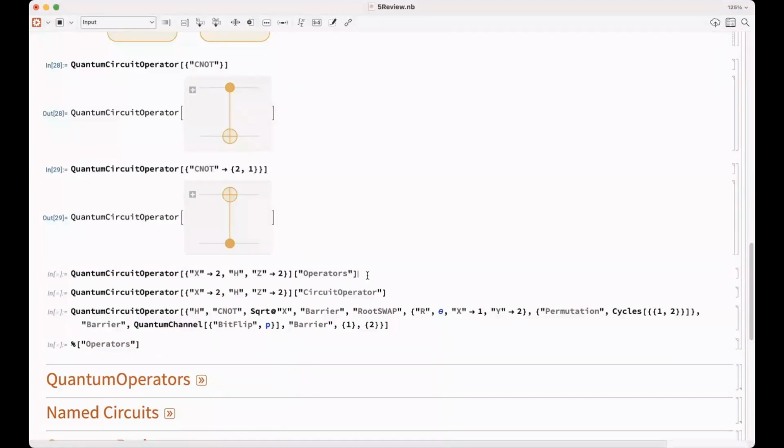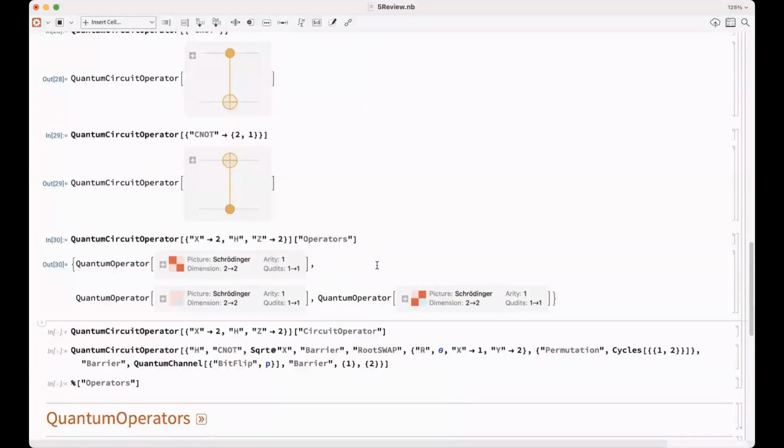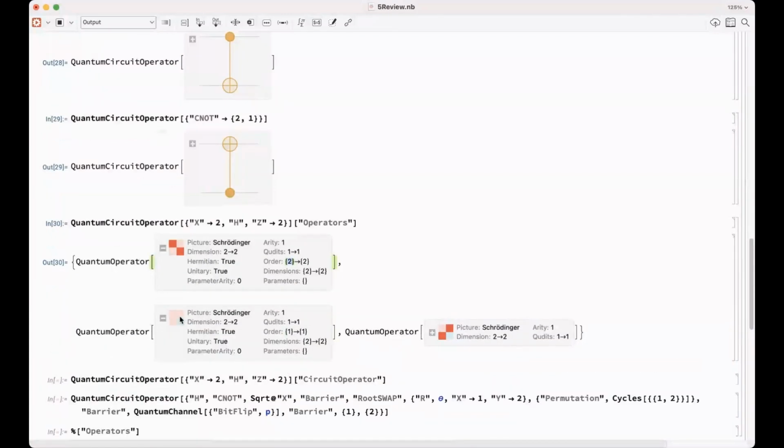How can we see that operator? If you just ask for the property operator, this is the collection of operators that we see. The first one is Pauli X. It's a quantum operator Pauli X acting on the second qubit. Then we have Hadamard. As you can see, each one has a summary box, and inside the summary box you can see all the information that you need.